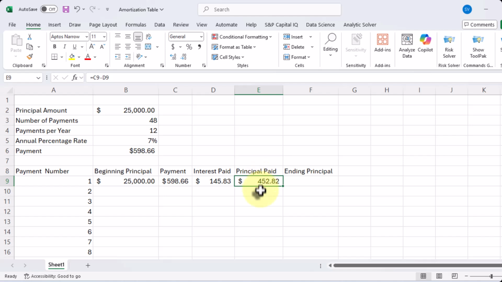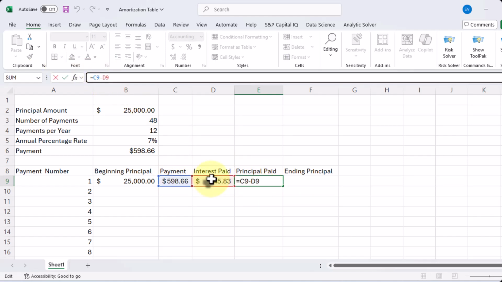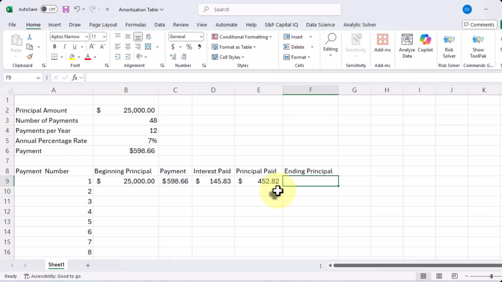So the principal paid is $452.82, and again, the formula there is the payment minus the interest paid. And then our ending principal is equal to our beginning principal minus our principal paid. So that's our first row.